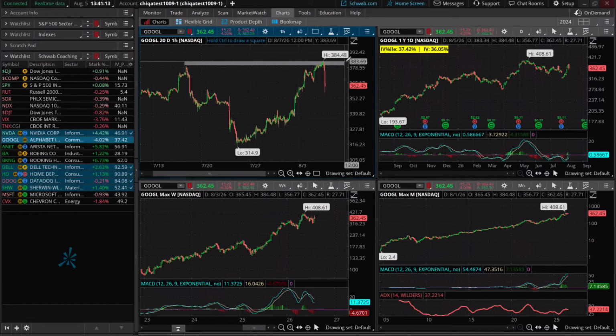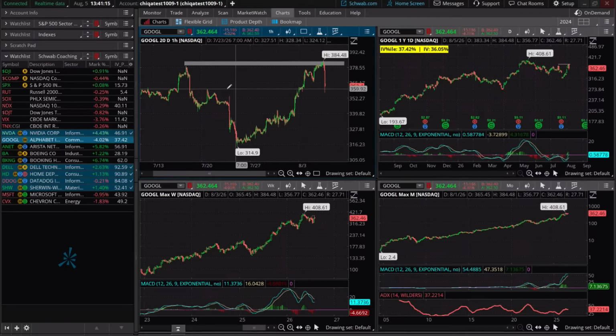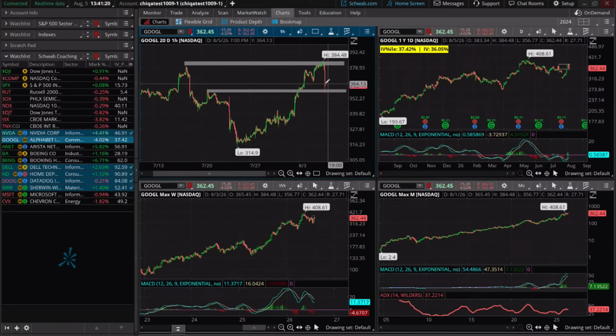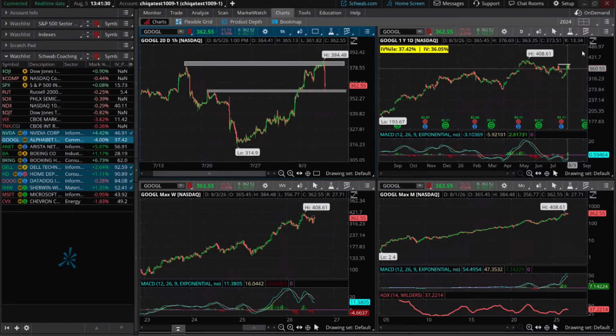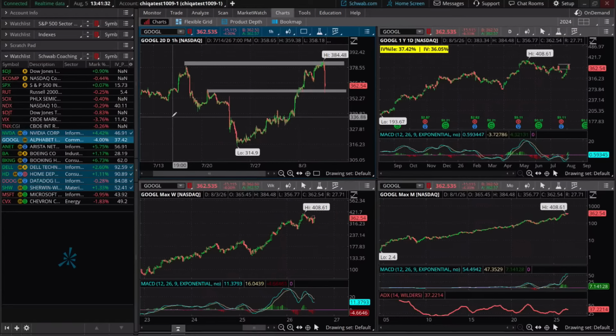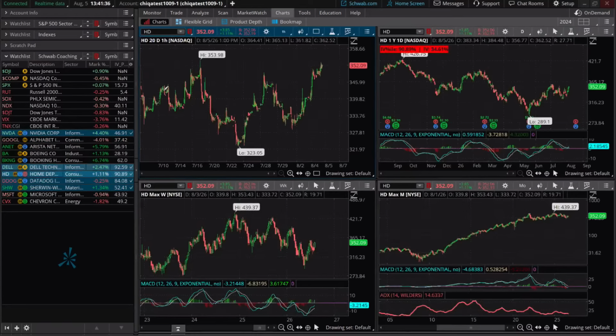This could be forming a cup and handle pattern, especially if it forms a level of support right here. If we see this turn back up, that could be our green light to get long, or maybe buy a call option with a favorable implied volatility environment to give us that run to the upside. Let's look at a couple other ones that I had on my list.